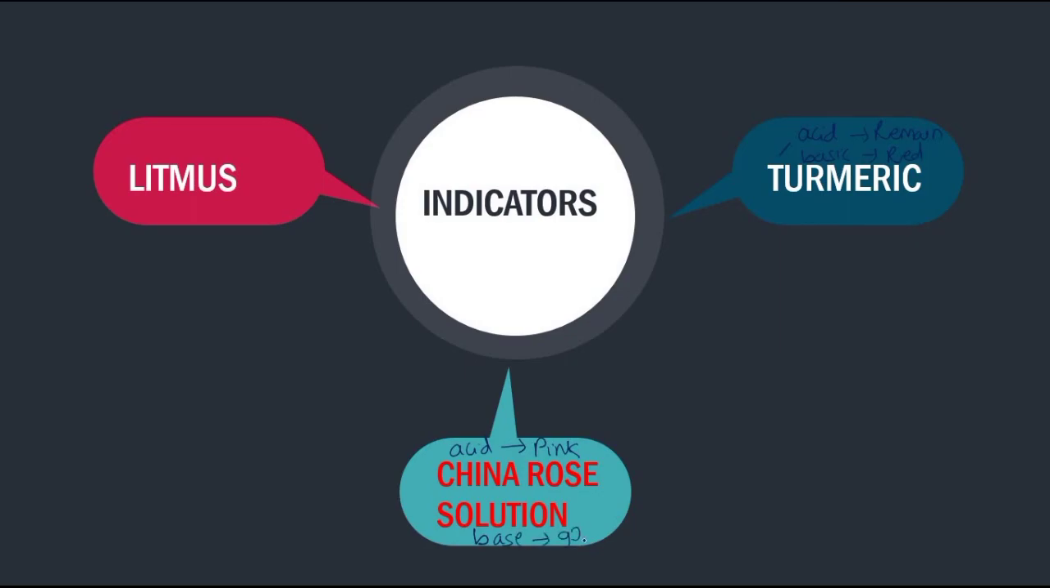And there are two types of litmus solution: blue litmus solution and red litmus solution. The blue litmus solution, in the presence of acid, changes into red litmus solution, and the red litmus solution, in the presence of base, changes into the blue litmus solution. This is all about the various types of natural indicators.